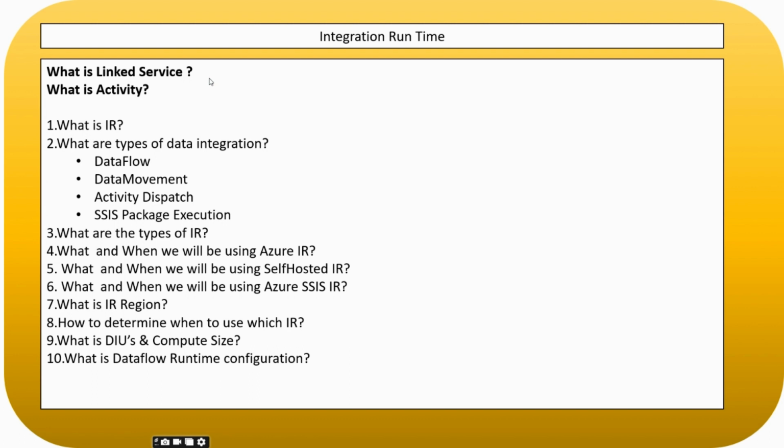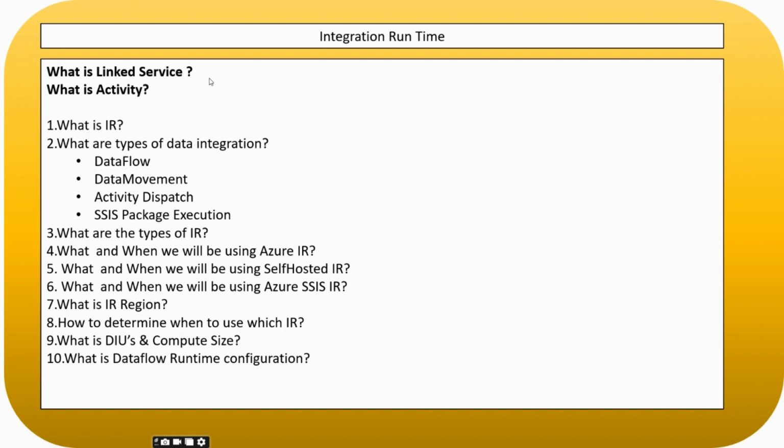So the integration runtime, or IR, acts as a bridge between the linked service and the activity. I hope you might have some confusion, so I'll explain it clearly. IR is nothing but a compute environment, basically compute power. In layman's terms, IR acts as a bridge between the linked service and the activity, and it provides the compute power to perform the task.